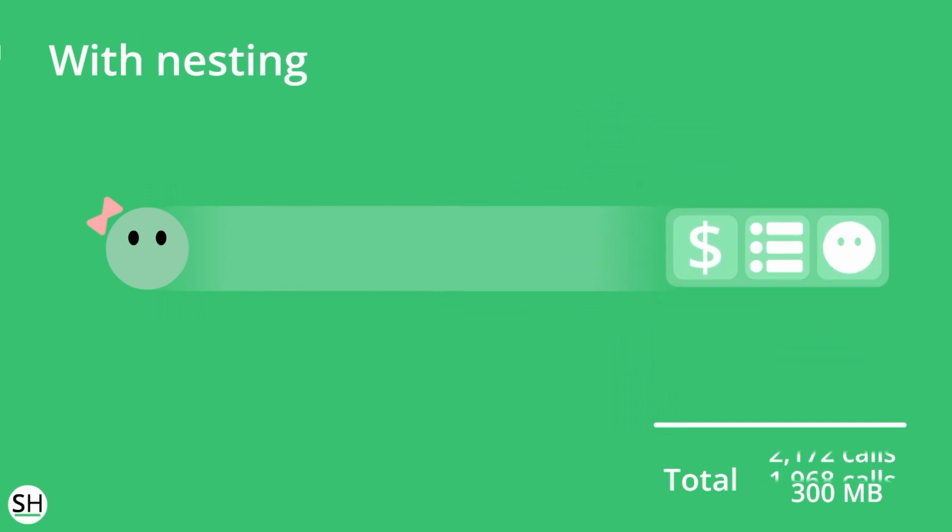Now, with Dave's nested structure, she doesn't need to make a separate call for the line items and customers. It all comes down when she requests the invoice info. So, she now only needs to make 1,200 calls a day to get the 300 megabytes of data that she needs.